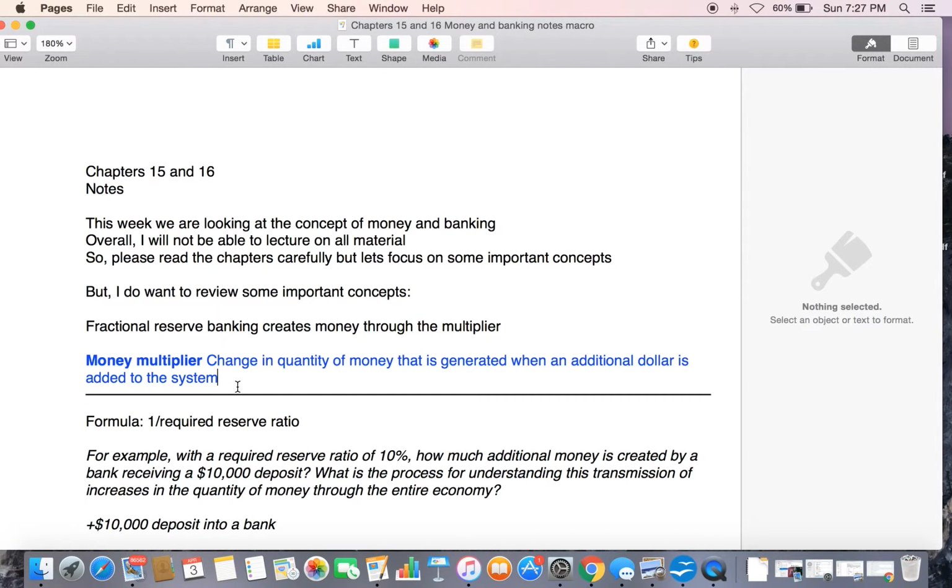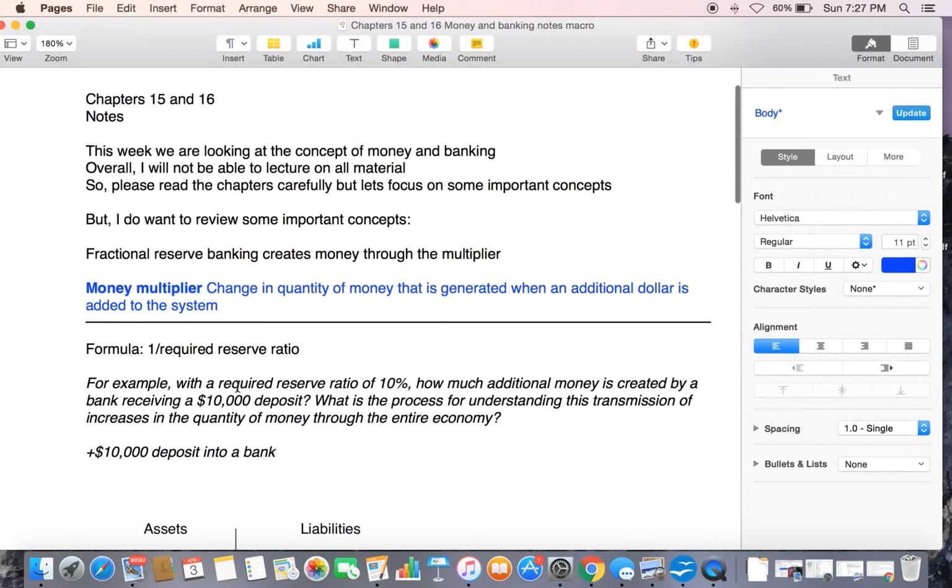So the formula for the money multiplier is 1 over the reserve ratio. And the required reserve ratio is the amount of reserves that must be kept in the bank in the form of cash on hand or an electronic balance held at the Fed. And that reserve ratio is based on how much they've taken in deposits. So let's look at how this works.